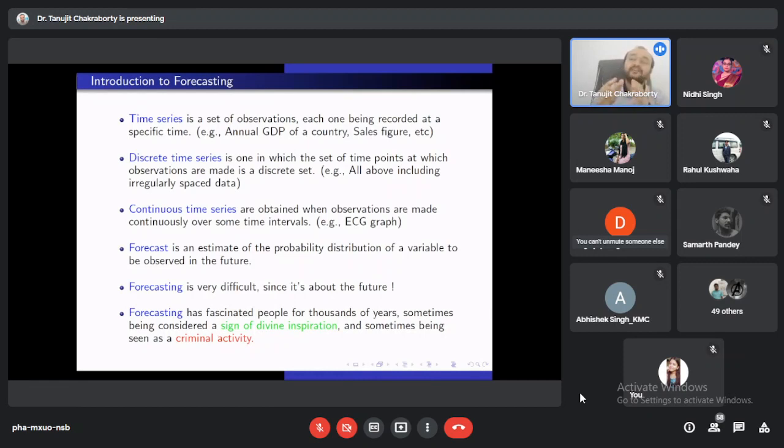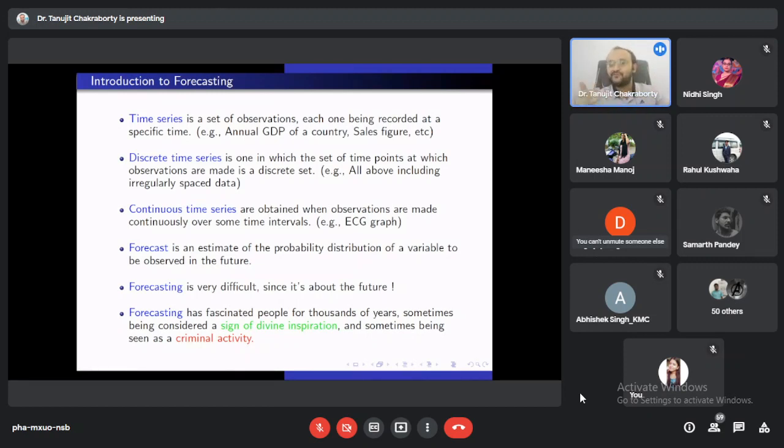There is a very large scope of work to be done in continuous time series. Still, there are only a few people in the world who work on continuous time series. Continuous time series applications are rarely looked after, just like the ECG graph and things like that. But discrete time series are what we'll mostly be discussing today.